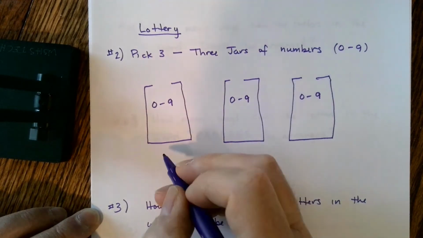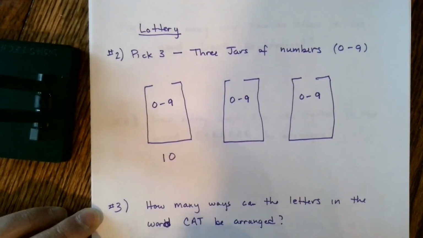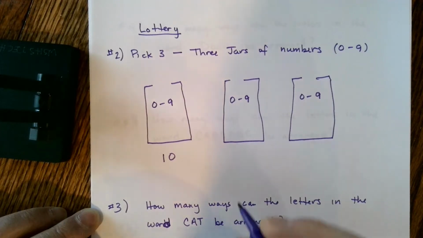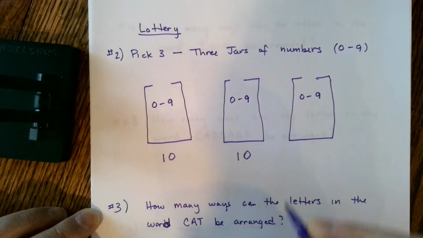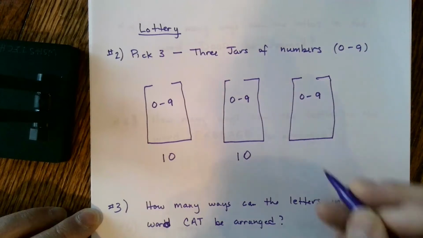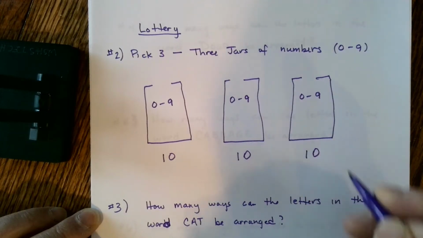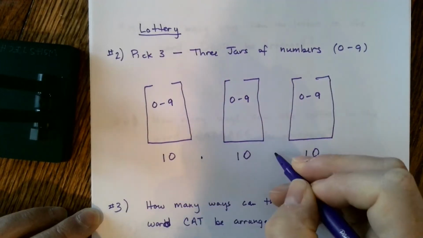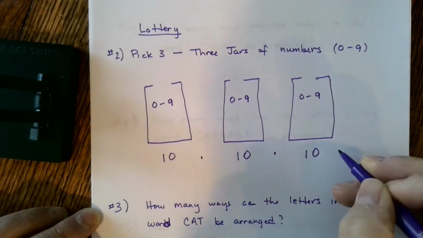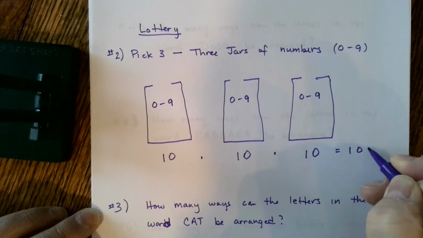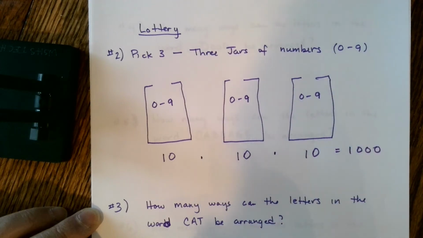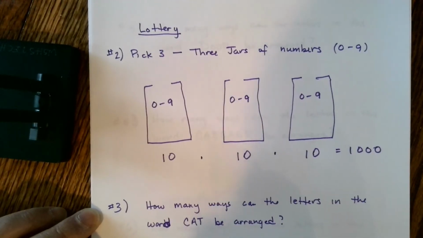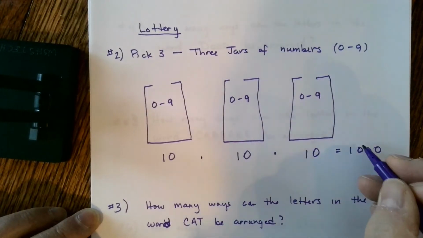So basically, there's 10 possible numbers that can be picked in the first jar, 10 possible numbers that can be picked in the second jar, and 10 possible numbers that could be picked in the third jar. Multiplying each possible outcome together, you end up with 1,000 possible outcomes. So the odds, for example, of you winning the Pick 3 lottery is 1 out of 1,000.